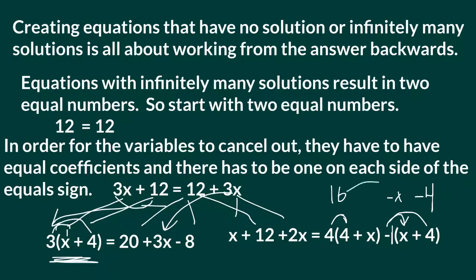So 16 plus the negative 4 does give me the 12. And 4x plus the negative x is going to combine to give me a 3x. So although this looks completely different, it is the same as 12x plus 3. Just got to break it up and then make sure it does simplify back down to the same thing you had before. That's the key to creating an equation that has infinitely many solutions.